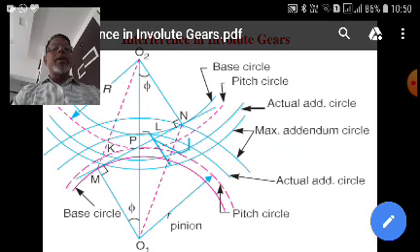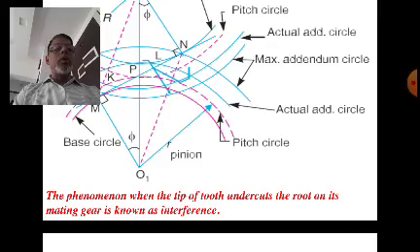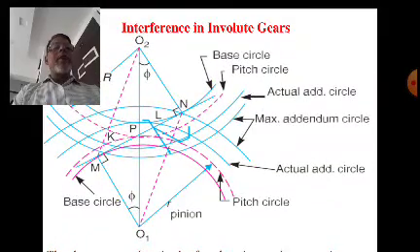So we can say this is the maximum addendum circle radius up to which we can increase the radius or the diameter of the addendum circle. If it goes beyond that, definitely it will go inside the base circle, and so your contact point will go inside the base circle. That means it cuts the base of the wheel or the gear, and that phenomenon is called interference. That means the phenomenon when the tip of the tooth undercuts the root on its mating gear is known as interference.